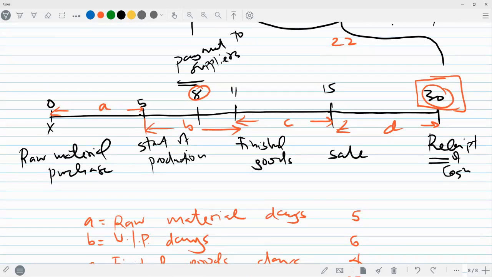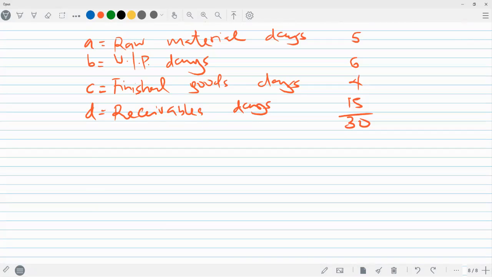Then we minus 8, because that's what we did: it was 20 minus 8. Now the question is, what is 8? It is the time between when you buy supplies from your suppliers and the time that you pay them. What do you call that? That should be easy. It's called the payables days. We less payables days, which in this case were equal to 8, and therefore 22 will be our cash conversion cycle.